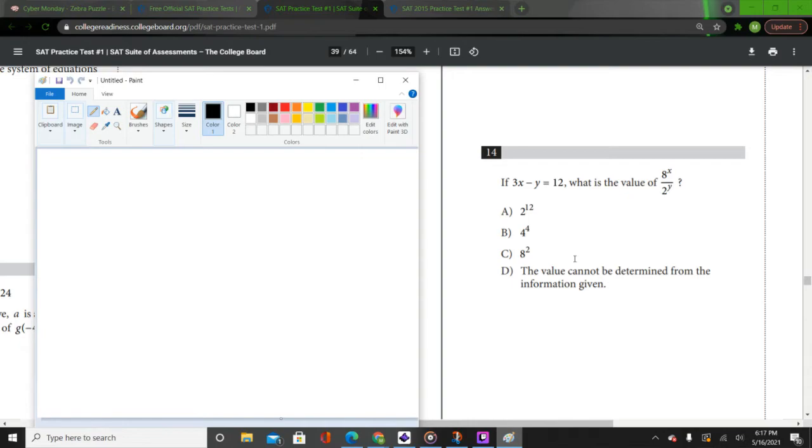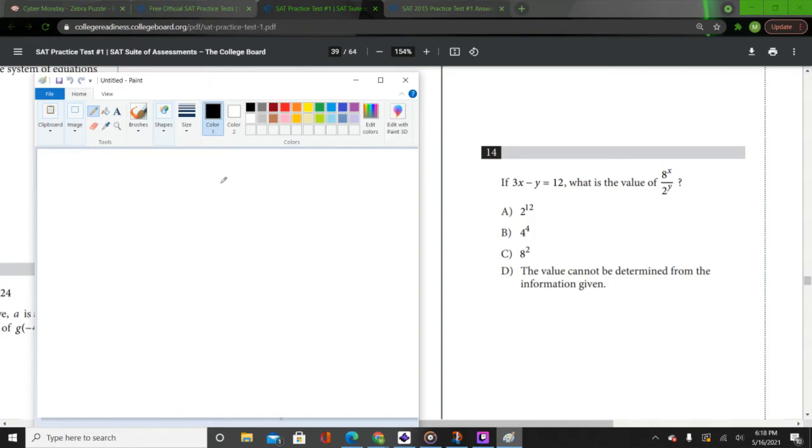So, to make it easier, all right, we do have an equation. If 3x minus y is equal to 12, what is the value of 8 to the x divided by 2 to the y? And actually, this is much easier than it seems, too. It's a bit complex, but I will say the big thing about this is to note the if 3x minus y is equal to 12. Basically, what this means is we're going to solve for this.